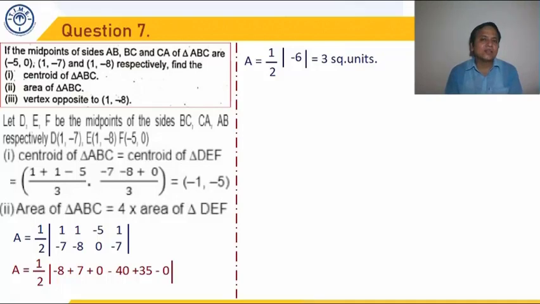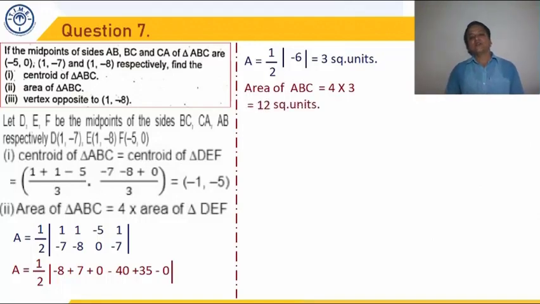Now this 3 square units is the area of the triangle formed by joining the midpoints of the sides of the triangle. We wish to find the area of the bigger triangle ABC. So we say area of triangle ABC is nothing but 4 into area of the triangle DEF. That is 4 into 3, that comes out to be 12 square units. So the area of the whole triangle ABC is 4 into area of triangle DEF, that is 4 into 3, that is 12 square units.